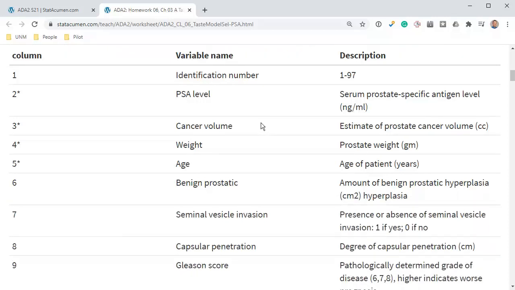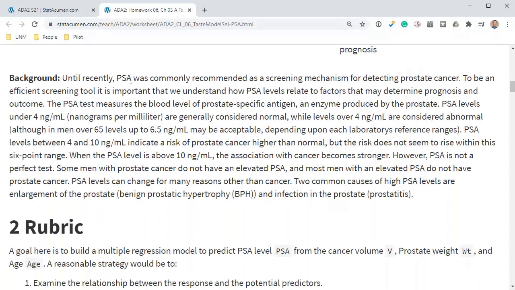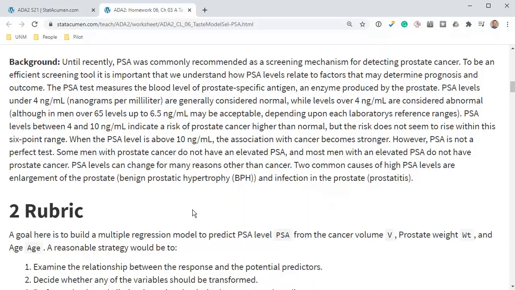This data set has more variables than we're using. We're using the ones with the star next to them. We've got the PSA level, the cancer volume, the prostate weight, and the man's age in years. Please read this background to get some background about what we're looking at.